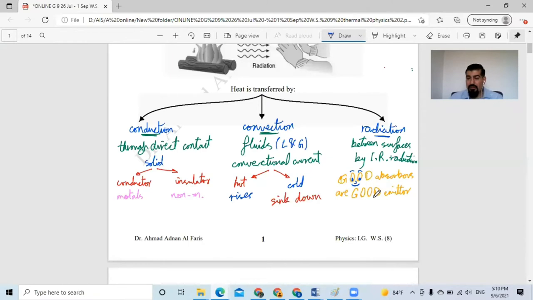Are they the same good emitter? Some people get confused. So why do they get confused? Because they don't realize what happened here.